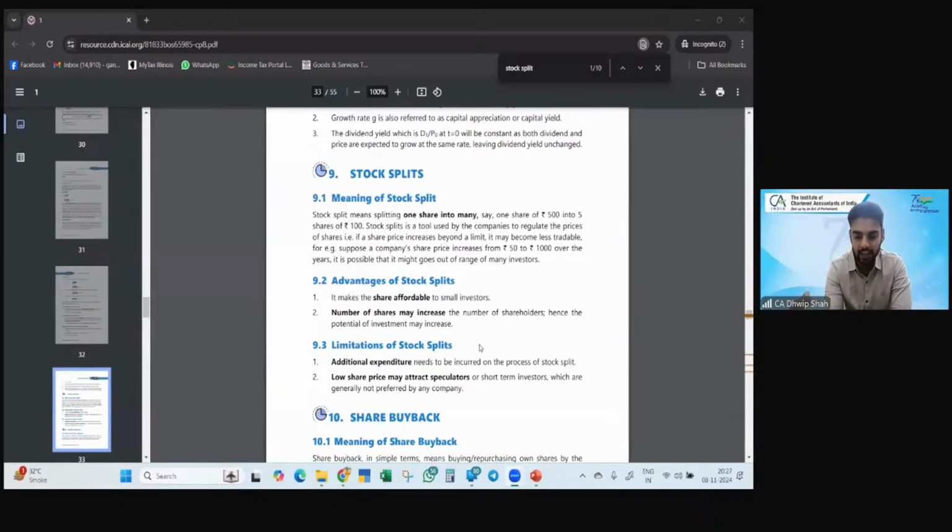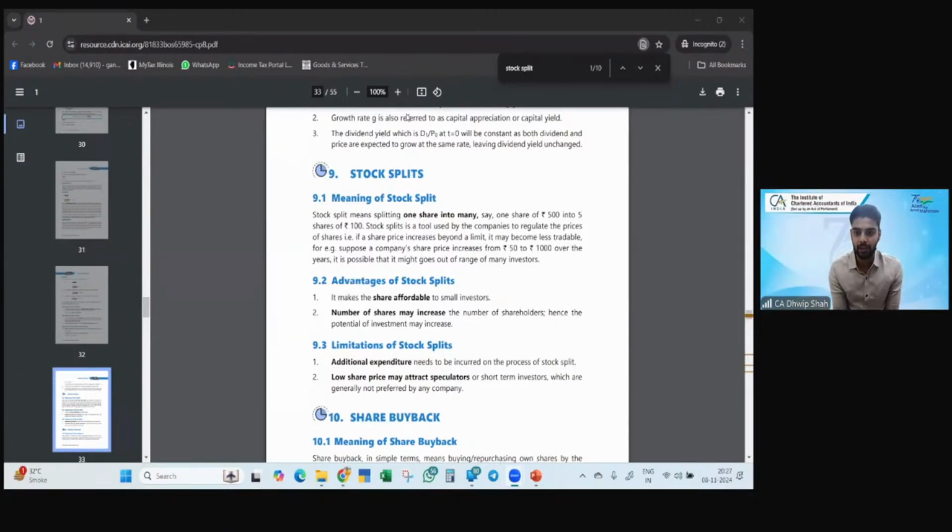I think you need to get clarity from your law professor. As far as financial management is concerned, bonus shares are issued by the company. In reality as well, they are issued by the company. So if you want more clarity, you can ask your law professor. Okay? Next is stock split.